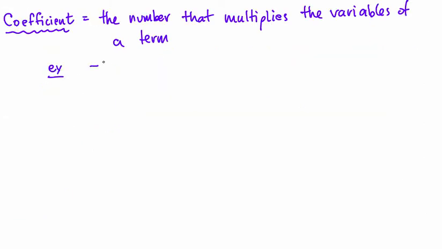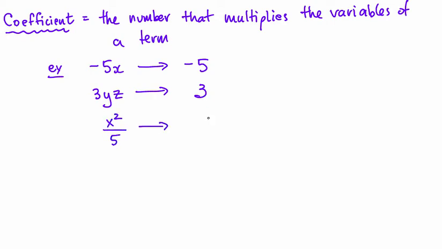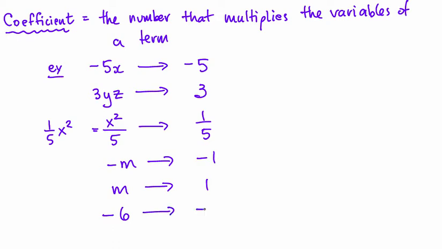So if you have -5x, the coefficient is -5. If you have 3yz, the coefficient is 3. If you have x squared over 5, the coefficient is 1/5, because this can be thought of as 1/5 times x squared. Those are equivalent. If you have -m, the coefficient is -1. If you just have m, the coefficient is +1. And if you just have a number like -6, the coefficient to that is -6.